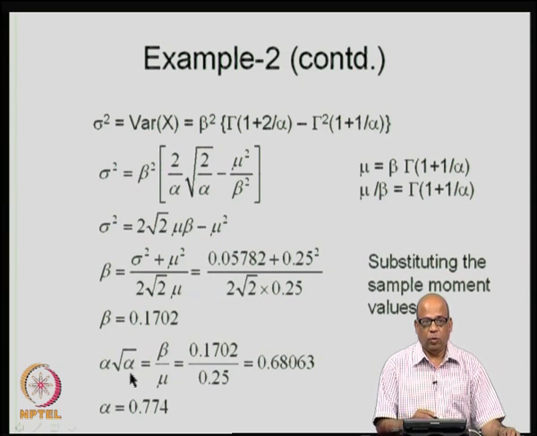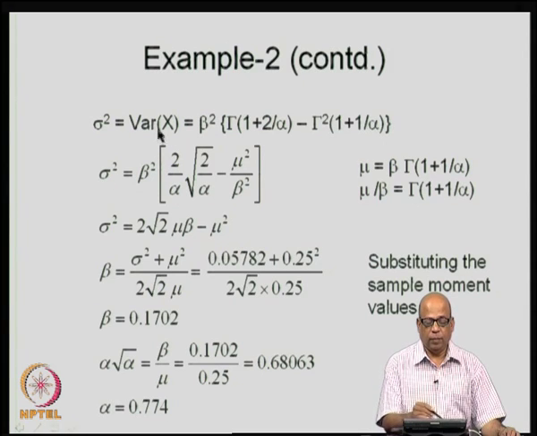Once you get beta, you go to alpha times gamma of alpha is equal to beta by mu and get alpha is equal to 0.774. So, this is how we obtain the two parameters. What we did here is essentially equate the first moment as estimated from the sample, which is the arithmetic average, to the first moment of the theoretical Weibull distribution, and similarly, the second moment about the mean, which is the variance, we get the sample estimate and equate it to the second moment about the mean as defined for the theoretical Weibull distribution, and thus generate two equations and obtain the parameters alpha and beta.